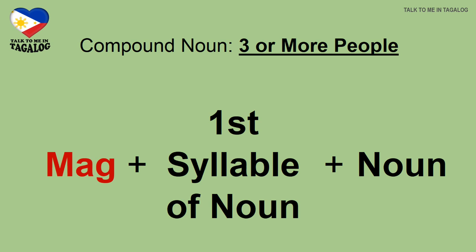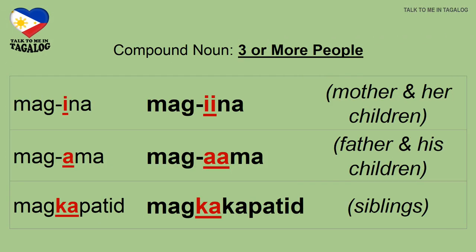Now, let's talk about forming Tagalog compound nouns for three or more people. To do so, just remember this rule. Mag plus first syllable of the noun plus noun. Again, mag plus the first syllable of the noun plus the noun. Remember, mag-ina is a mother and her child, but if it's a mother with two or more of her children together, they are called mag-iina. Did you notice that we apply the rule for three or more people here? Mag plus I plus ina. We repeated I being the first syllable of the noun ina. Mag-iina, a mother and her children.